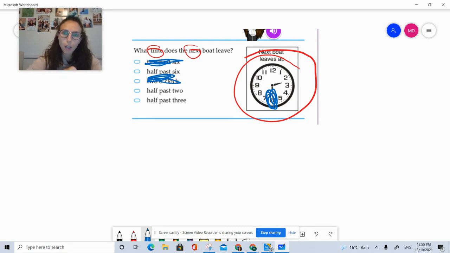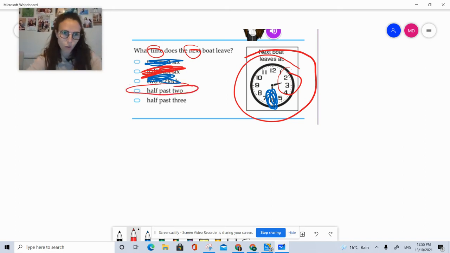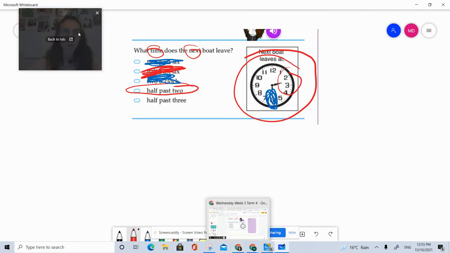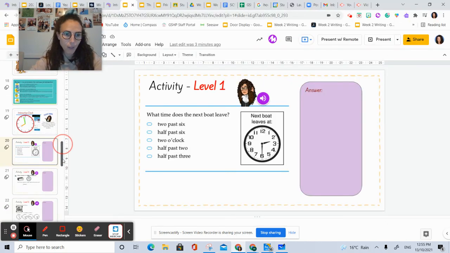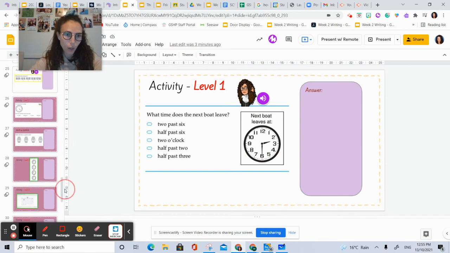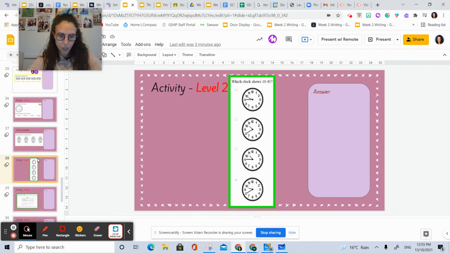If I look at my clock, I can see that the hour hand is in between the 2 and the 3. So it definitely can't be 6:30 and it hasn't reached 3 yet. So it must be 2:30. Now to check, I might go to my interactive clock and actually make this particular time and see if I'm correct.